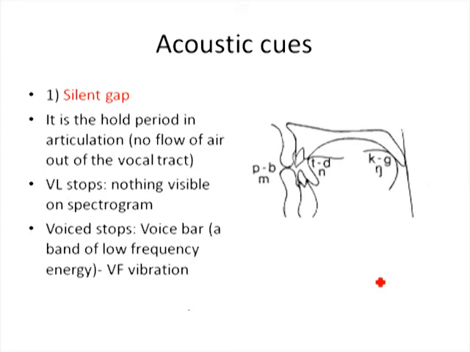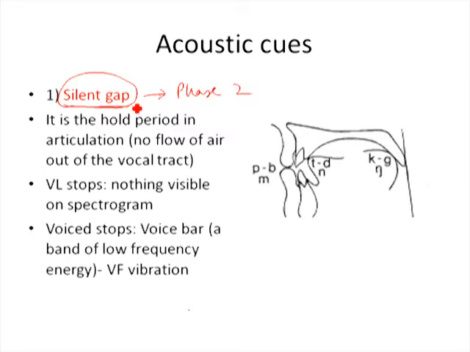So what are the acoustic cues in the stop production, okay? So let's talk about it. In phase two, we talked about the hold period. This corresponds to phase two. We talked about this hold period or closure in articulation where there is no flow of air out of the vocal tract. That period is called the silent gap, where there is really nothing happening because all of this air is blocked in your intraoral cavity. There is no release. It's all in hold.